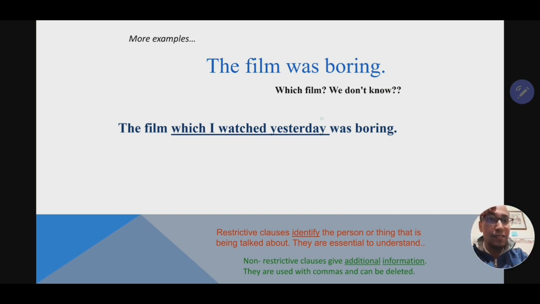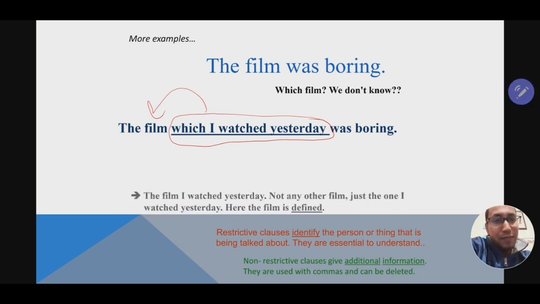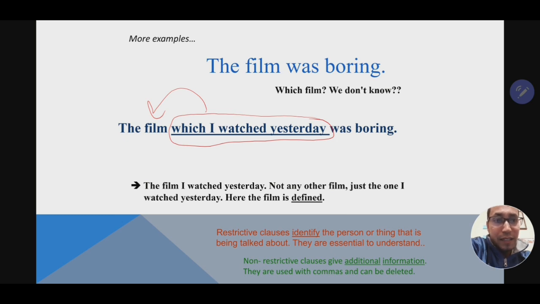Now, this relative clause identifies which film we're talking about. That's why it's important to use the relative clause. And if you notice, there are no commas because it's important and we cannot delete it. Now, we know which film. So the film I watched yesterday, not any film, just the one I watched yesterday. Here the film is defined. And this is what we call relative or restrictive clause.